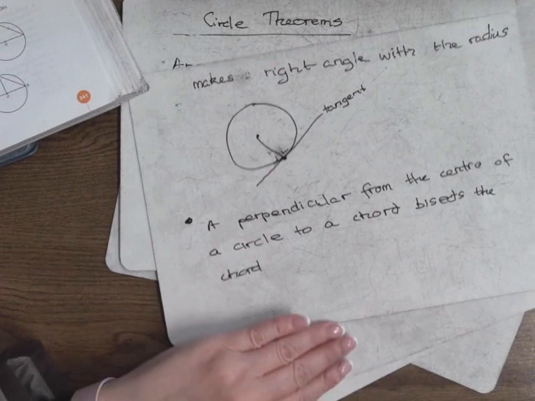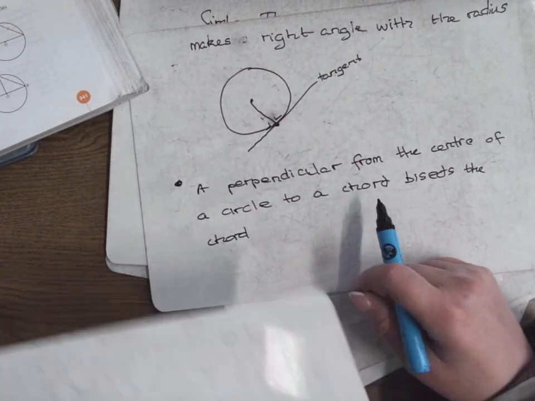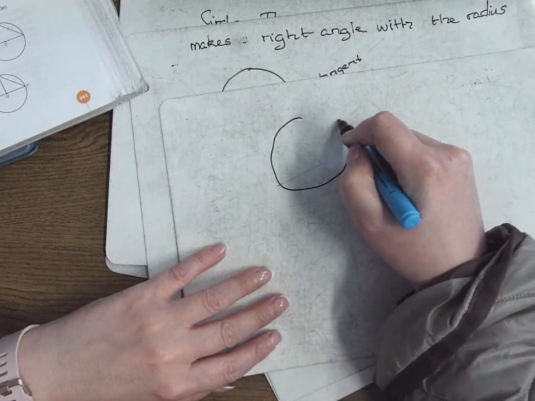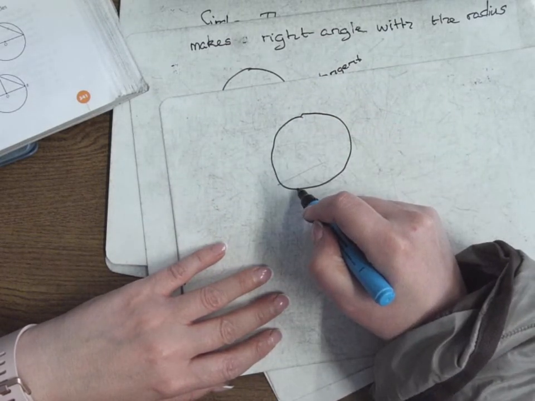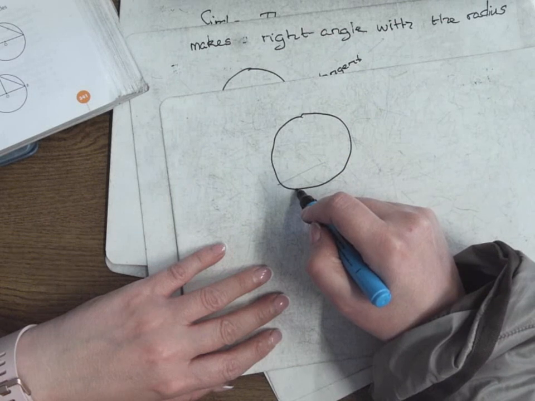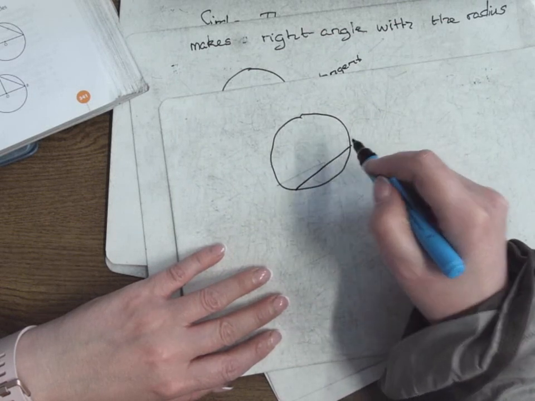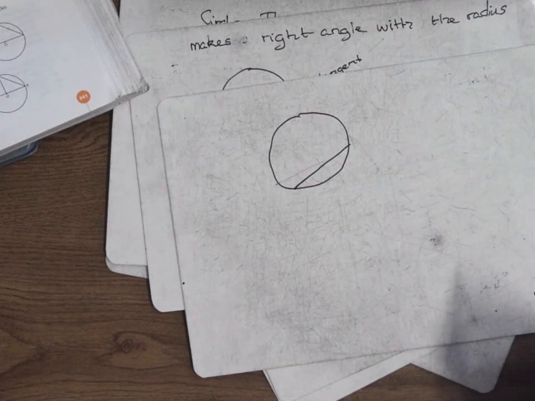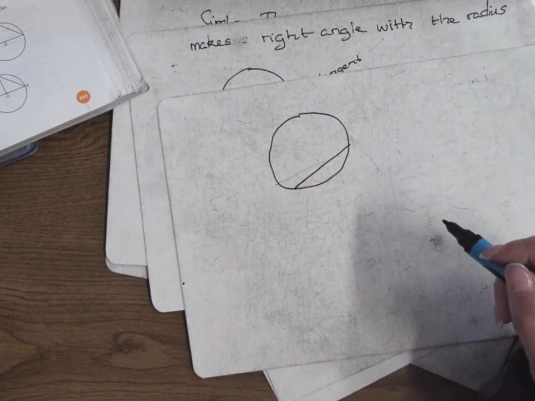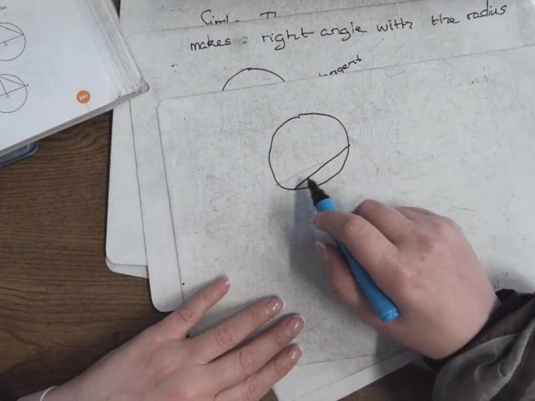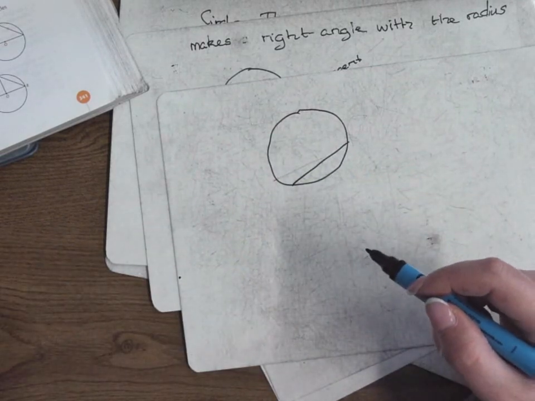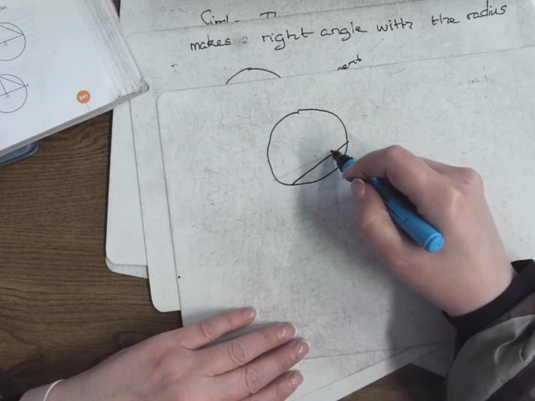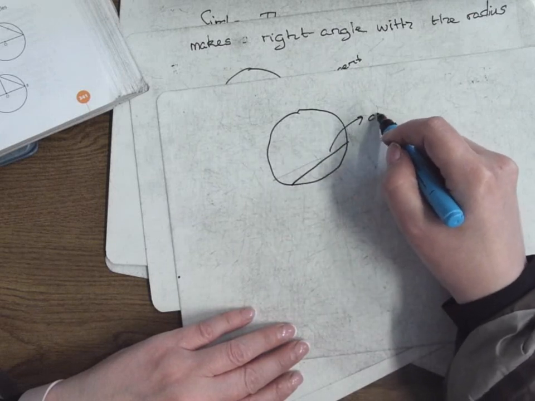Are we good to listen to the explanation? So a chord, girls, so you have a circle. A chord is a line that goes from one side of the circle to the other, but it doesn't go through the centre. If that line went through the centre, it would be called a diameter. So this is called a chord.